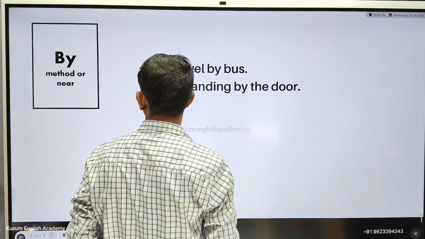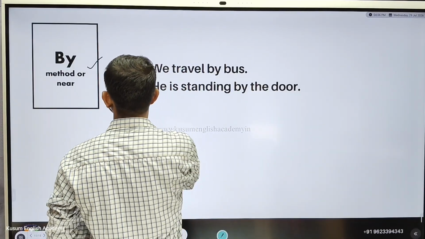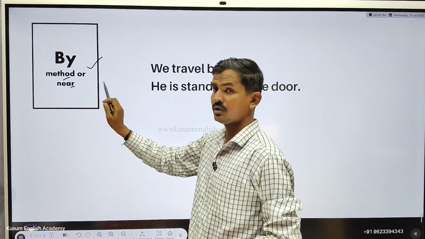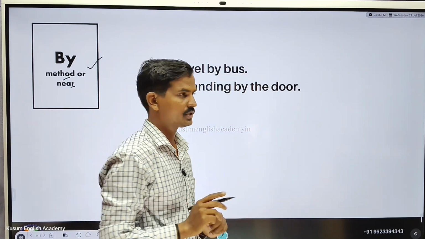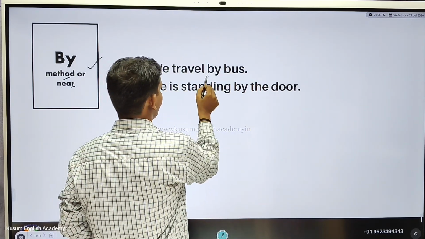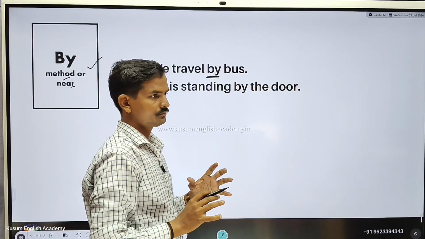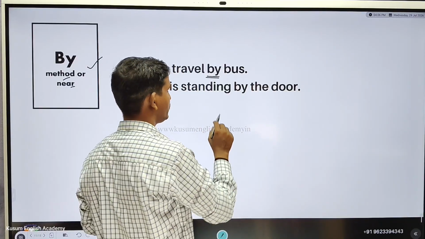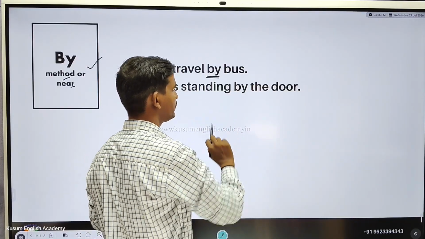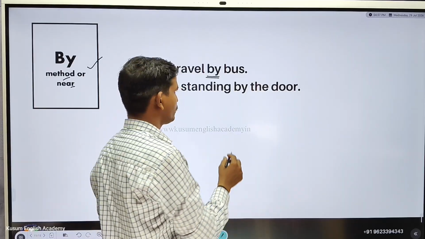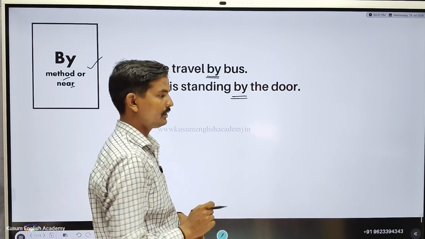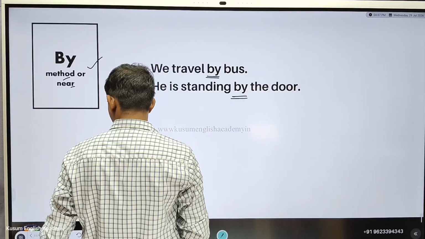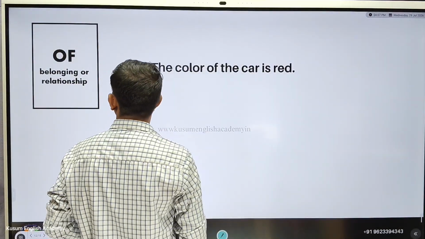The next preposition we have is "by". "By" is also used to show the method or nearby something, and it also shows the means of transportation. For example, we travel by bus. It is showing the means of transportation, like by bus, by aeroplane, by cycle you can show. If you are standing beside something, then also you can use "by".